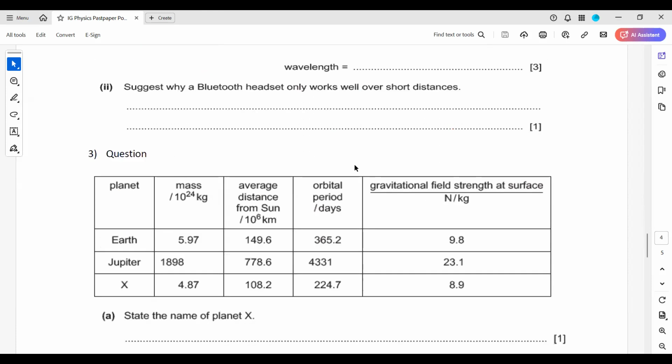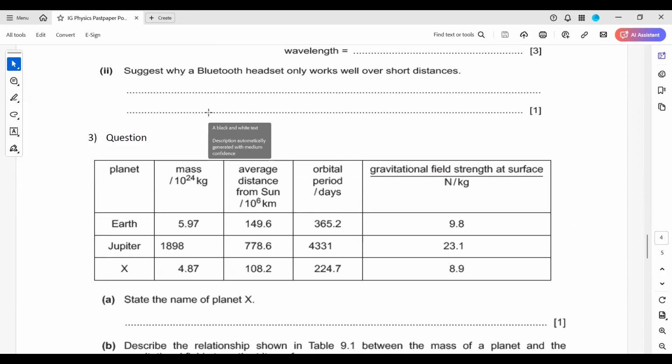The next is: suggest why a Bluetooth headset only works well over a short distance. The signal gets weaker as it penetrates the walls. Yeah, or it is absorbed by the material, or the intensity reduces when it passes through a material.